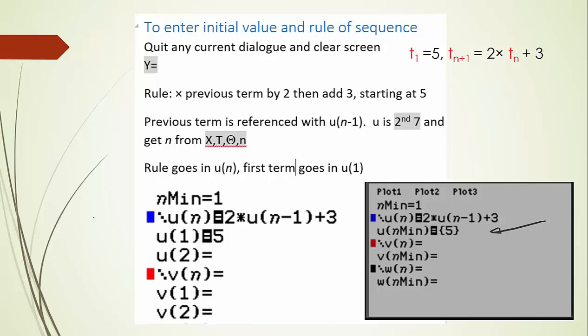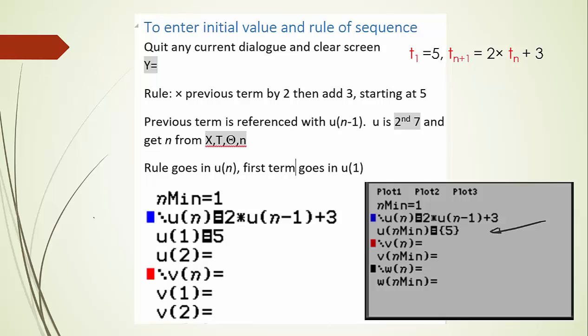If you have any dialog on your screen, then clear it. Make sure that y1 is empty. Texas Instruments calculators don't talk about n plus 1 depending on n. They talk about n minus 1. Texas Instruments do this slightly differently.